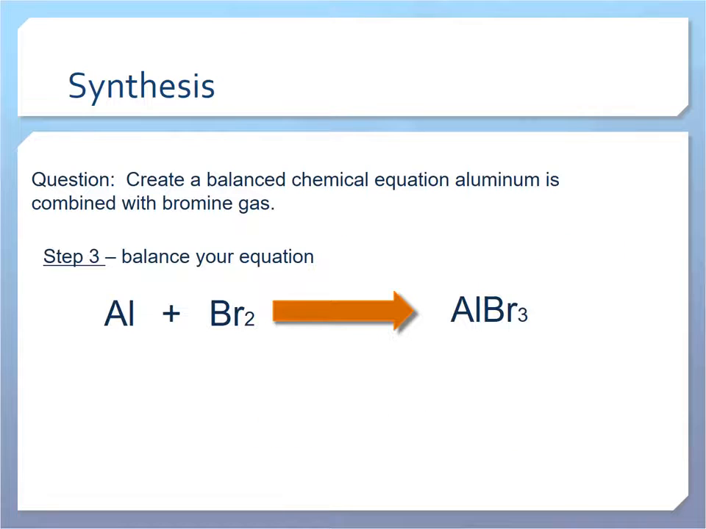Now we're going to balance, and the tricky part about this one is that we have 3 bromines on the right and 2 bromines on the left. 2 times 3 is 6, so we want to get 6 bromines on both sides. So we'll start by putting a 3 in front over here. 3 times 2 gives us 6. And 2 times 3 gives us 6 over here. But now, of course, that gives us 2 aluminums. I'll put 2 in front of that.